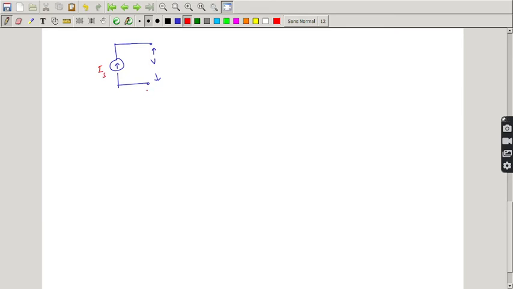This is for DC. In case of AC also I can represent it like this only, with terminal voltage V, and this takes IS of t. If you take the characteristics, voltage versus current, it is a constant value. That is the ideal current source.